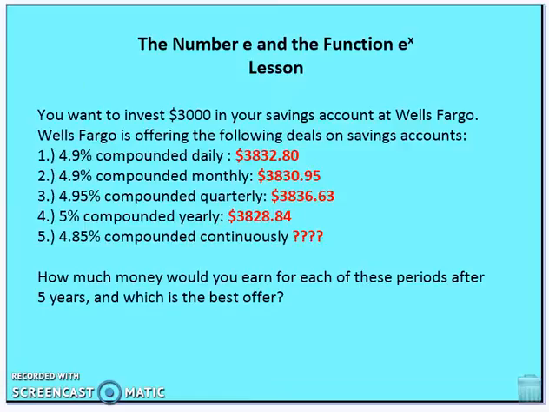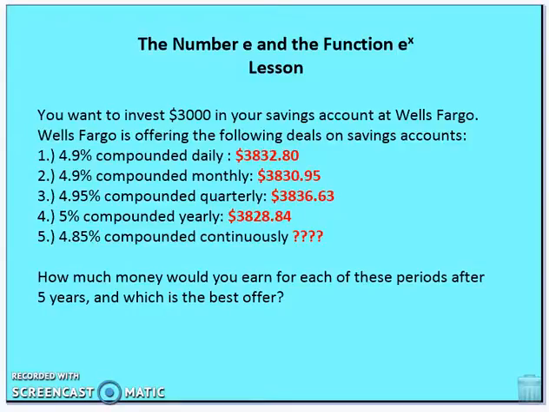All right, so we're going to go back into Wells Fargo, and now the question is they forgot to let us know that they also had an option of 4.85% compounded continuously. And now we're going to evaluate whether or not option number 5 is better than option number 3. And so I'm going to take a moment while you do that.